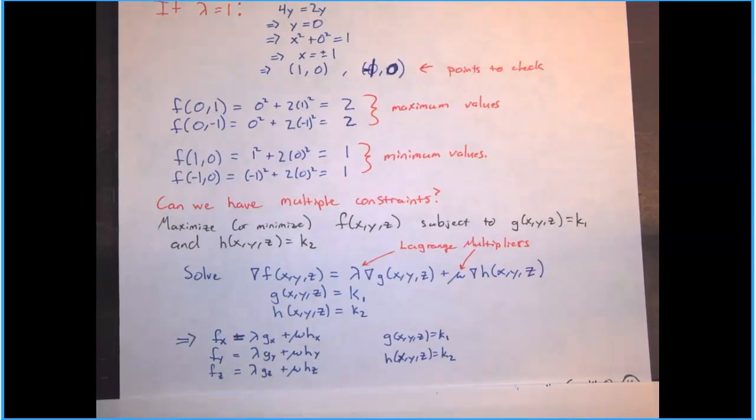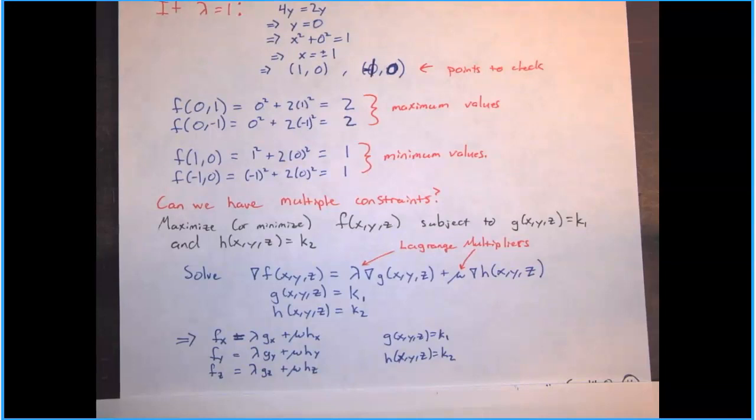Really, the solutions I care about are the points x, y, z. I'm going to plug those into f and figure out what the largest and smallest values are, depending on what I'm looking for. I might also find lambda and mu while I'm working this out, but in the end, I don't care about the values of lambda and mu. I'm just using these to solve the system.